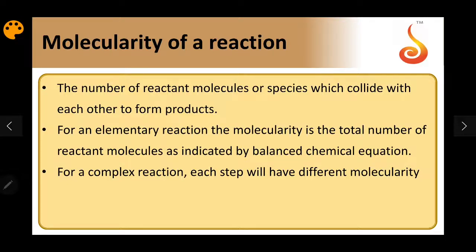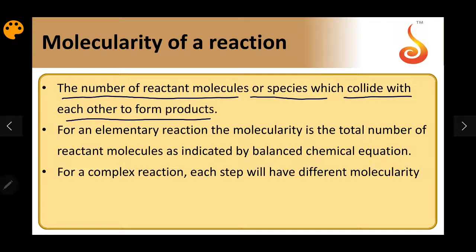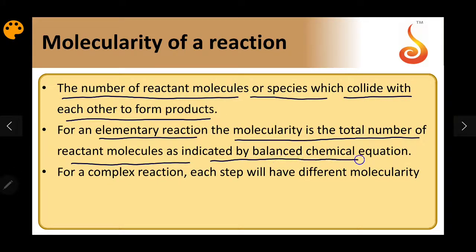Molecularity of a reaction. The number of molecules of the reactants or any species which will collide with each other to form the products is known as molecularity. For an elementary reaction, the molecularity is just the total number of reactants taking part in the reaction as given by the balanced chemical equation. In a complex reaction which is having more than one step, each and every step will have its own molecularity.